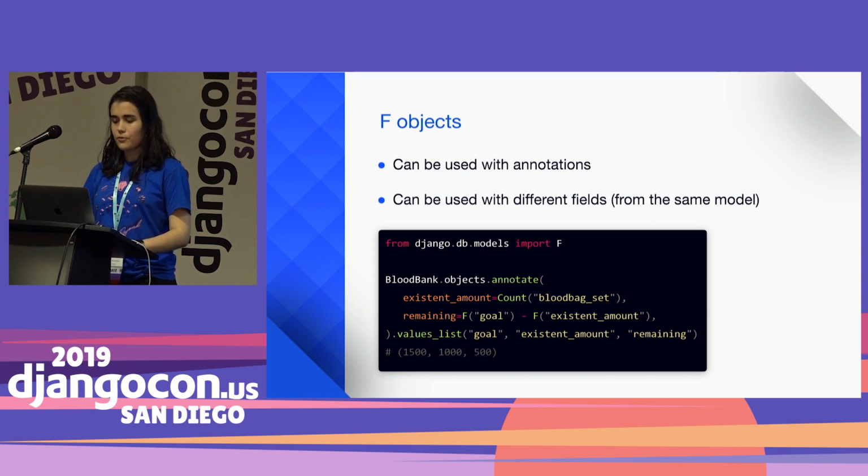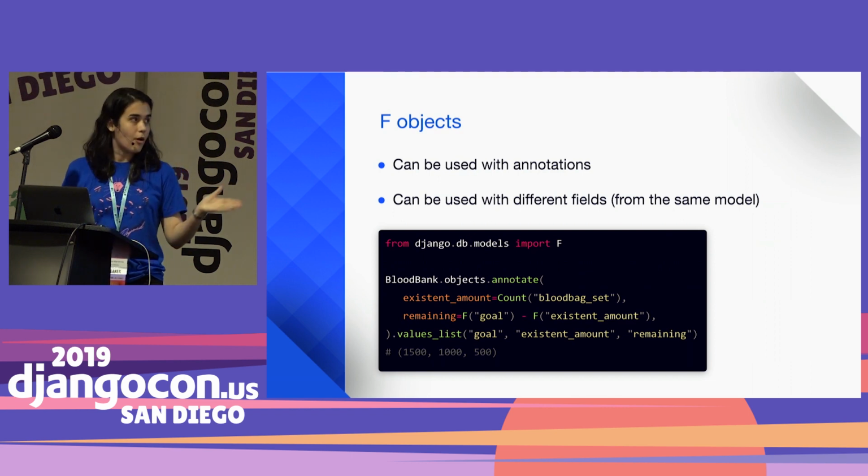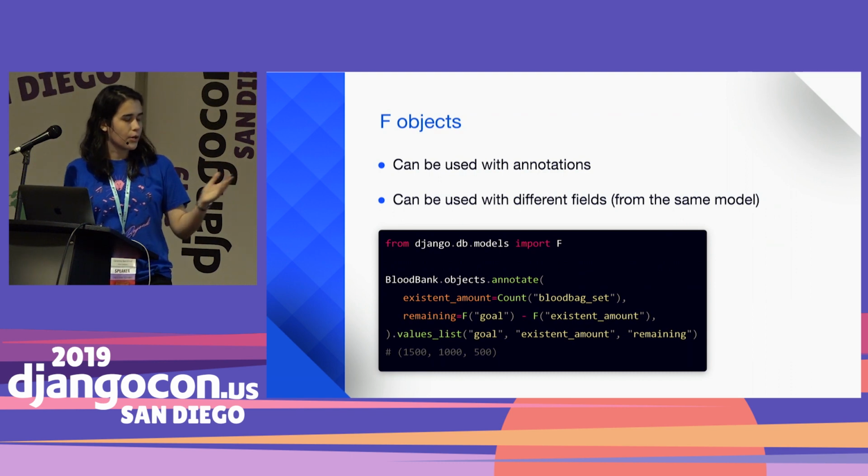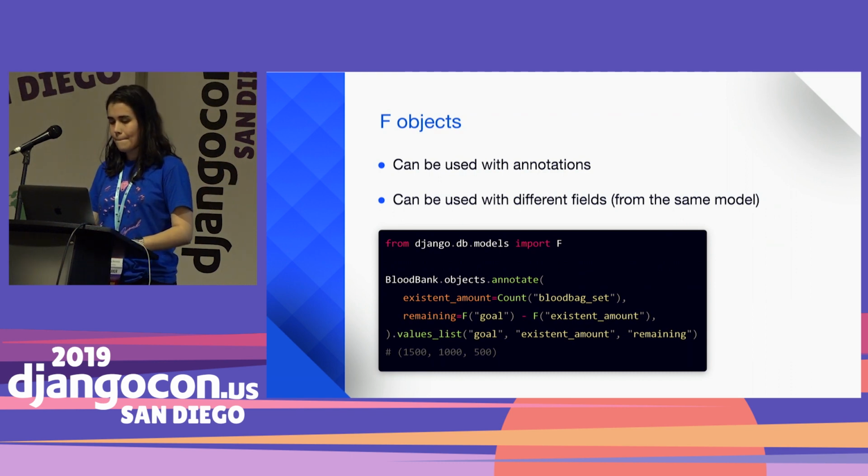So we can also use F to do operations with different fields or to reference annotations, as I said. From our last example, we annotated the exact date on which people can donate blood again using F and timedelta. But now we're going to use F for everything. In this example, we run a blood bank and want to check how many bags are missing for our goal. To do that, we can use an annotation of how many blood bags we currently have in our bank and subtract this value using F from the goal quantity, which is a field in our blood bank model. So we're going to get exactly how many bags we are missing from our goal, 500 in this case.